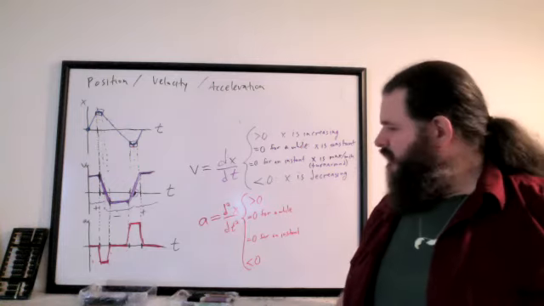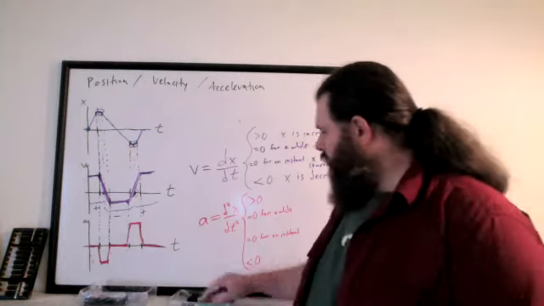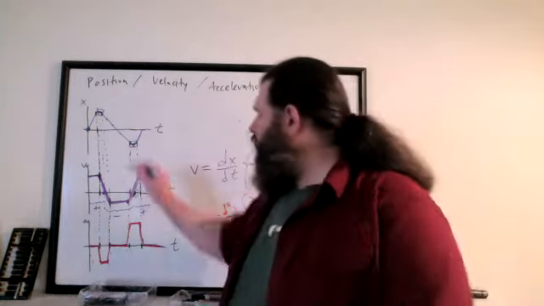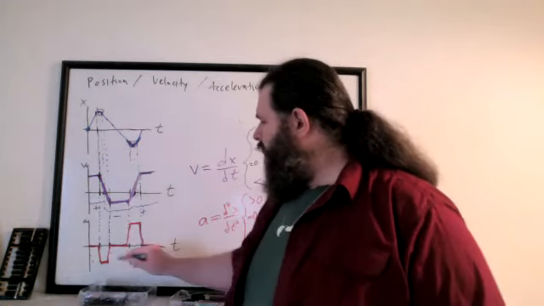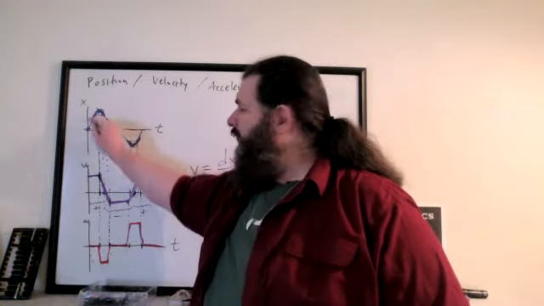Well, let's compare those on these graphs. We've got a region where the acceleration is positive. In that region, what do you notice about the position graph in this region? Versus when the acceleration is negative, what's different about the position graph in that region?